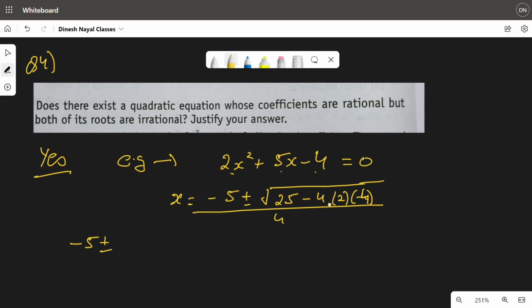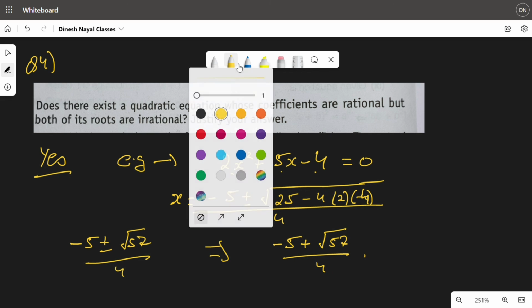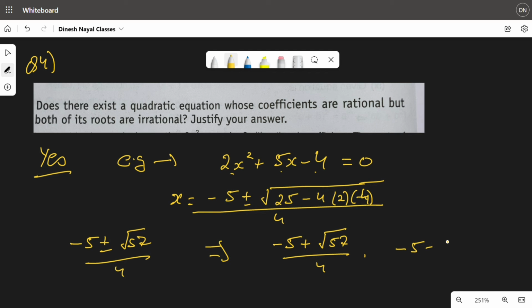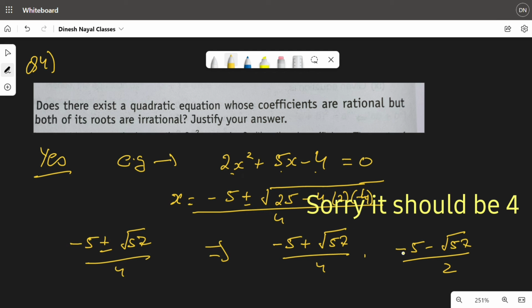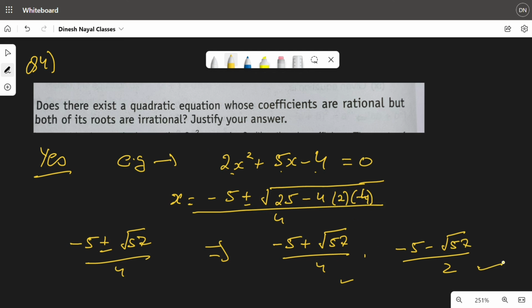Now solving this, minus 5 plus minus, this actually becomes plus 32 because of the minus sign. So 25 plus 32 is under root 57, upon 4. So here the roots will be minus 5 plus root 57 by 4, and the other root is minus 5 minus root 57 by 4. So we can see that the roots are irrational. So here we have an example where the coefficients are rational, and the roots are irrational.